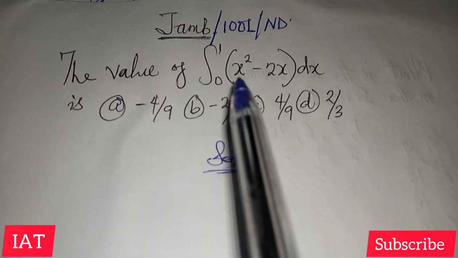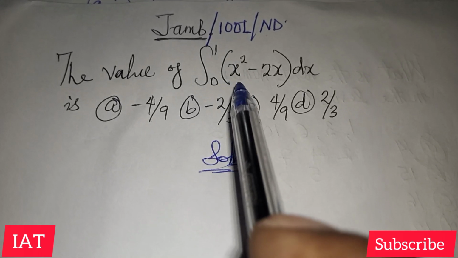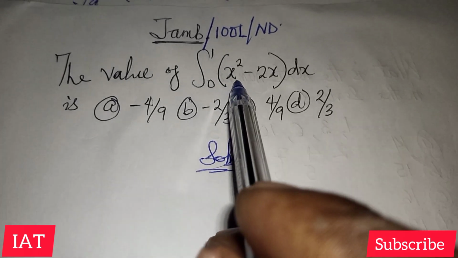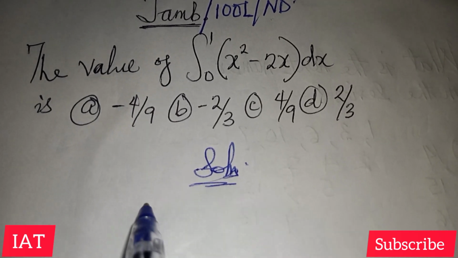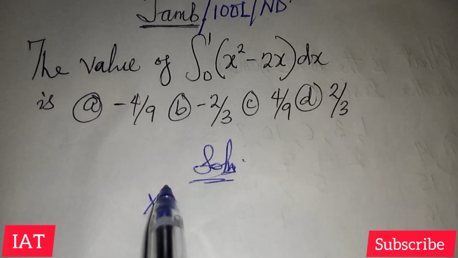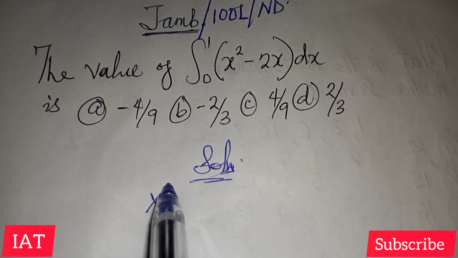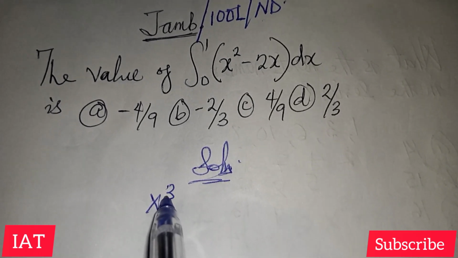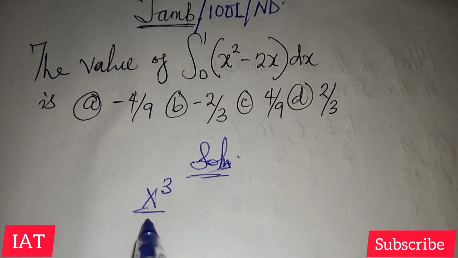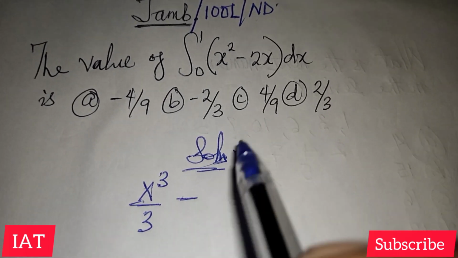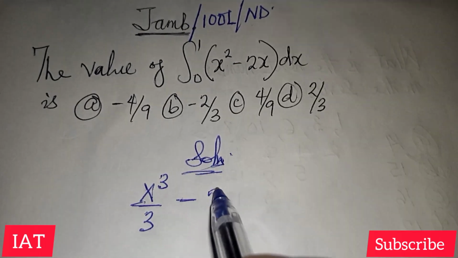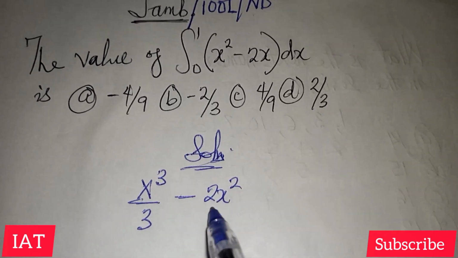So the first thing that we need to do here is to take the integral of this x squared. And of course, the integral of x squared will be x to the power of 2 plus 1, that is 3, so x cubed all over 3. Alright, minus the integral of this, which will be 2x squared over 2.